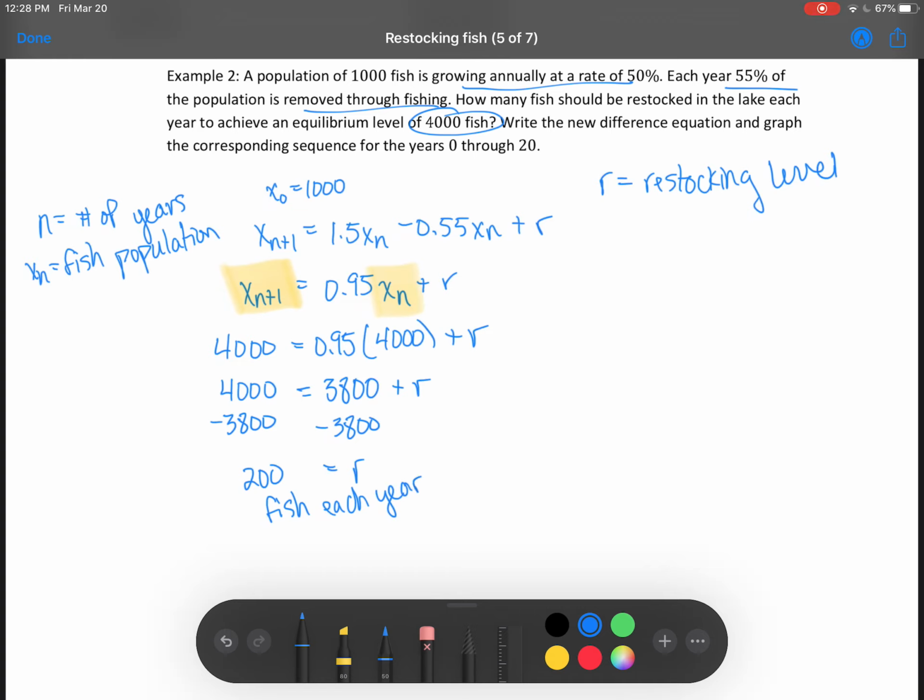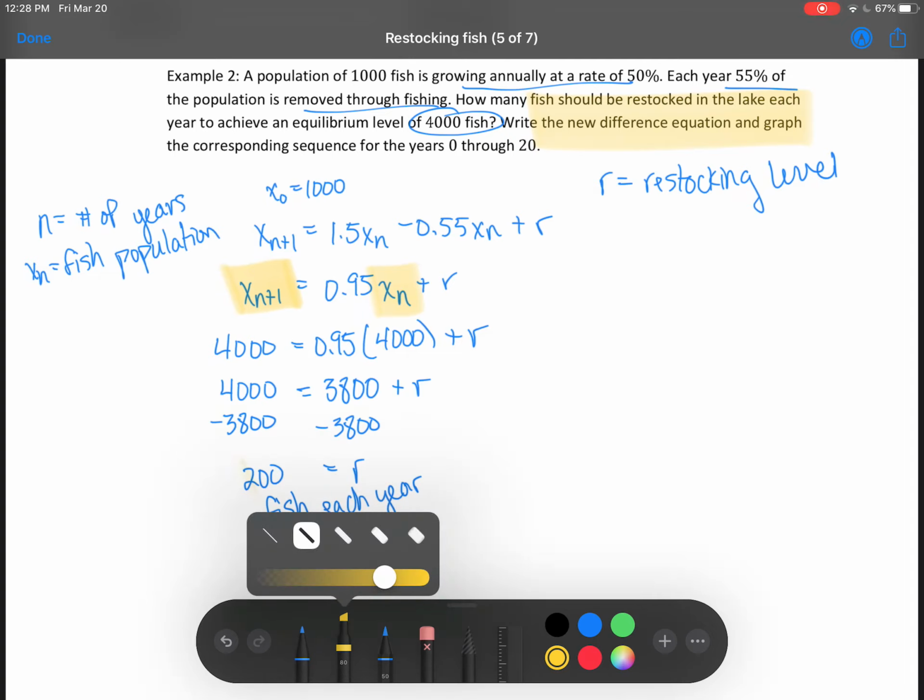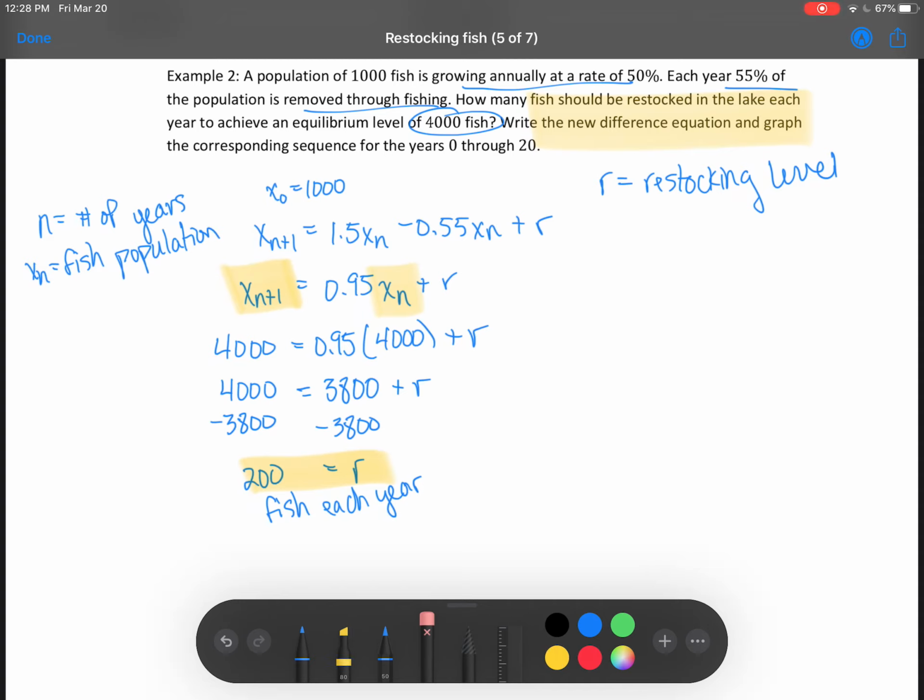All right, so the other part of the question up here asked us to write the new difference equation. I'm going to skip the graph because that is on the PDF already. But for the new difference equation, basically we're going to take this value of 200 for R and plug it into this difference equation right here.